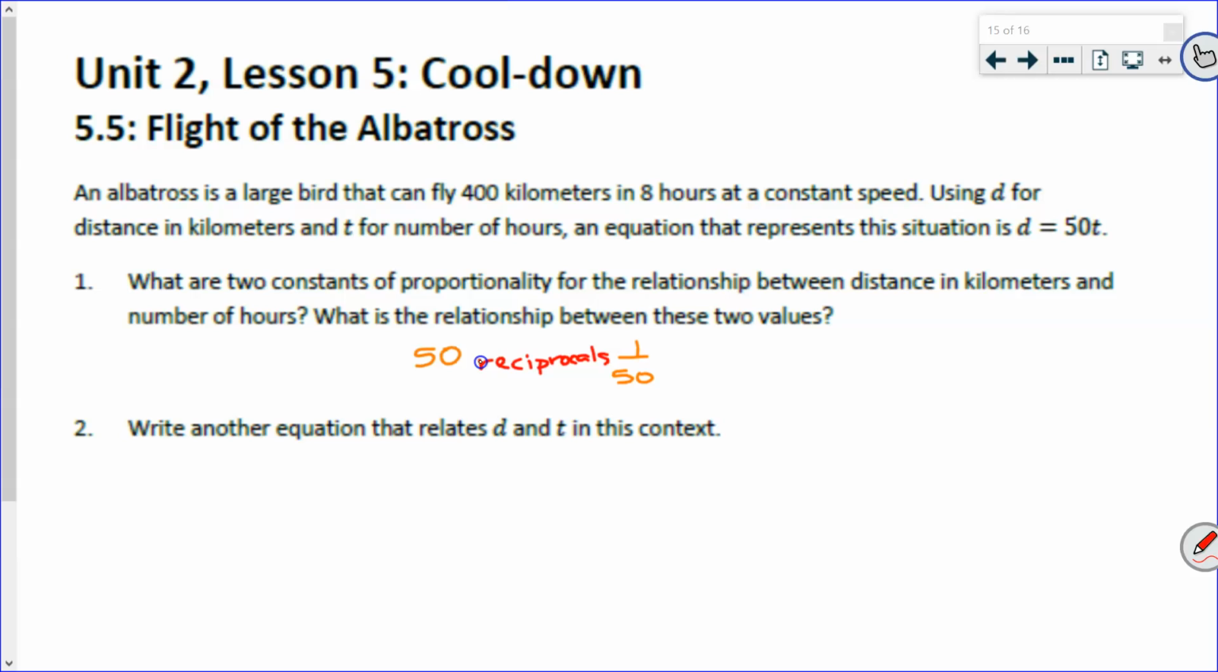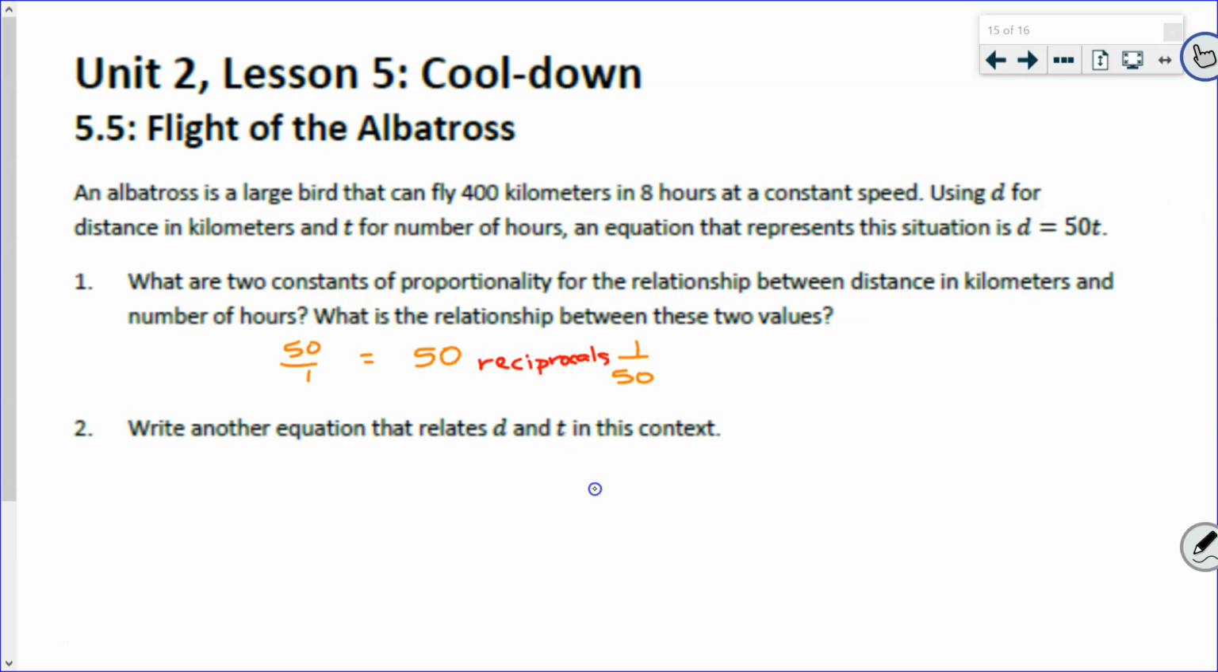Are we using any different numbers than the ones we already had? 50 is really just 50 wholes, or 50 over 1. So am I using any different numbers? No, I'm just flip-flopping them.